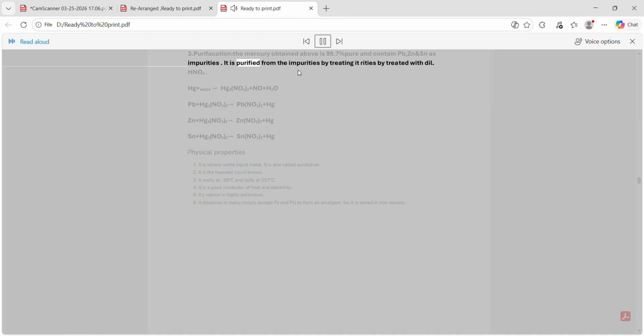It is purified from the impurities by treating it with dilute HNO3. Hg plus HNO3 gives Hg2(NO3)2 plus NO plus H2O. Pb plus Hg2(NO3)2 gives Pb(NO3)2 plus Hg. Zn plus Hg2(NO3)2 gives Zn(NO3)2 plus Hg. Sn plus Hg2(NO3)2 gives Sn(NO3)2 plus Hg.